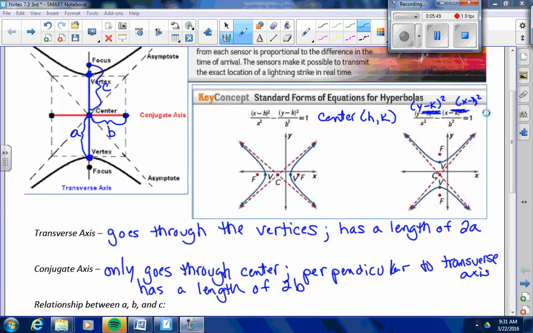Notice this time, this is different than the ellipse. The a squared stays put. It's always going to be in the first fraction. The b squared stays put. It's always going to be in the second fraction. This time, the piece that moves is the y minus k squared and the x minus h squared. When the y minus k squared comes first, and it's over a squared, that means your hyperbola is going to open up and down. If you look at the first one, when the x minus h squared comes first and it's over the a squared, your hyperbola is going to open to the left and the right.